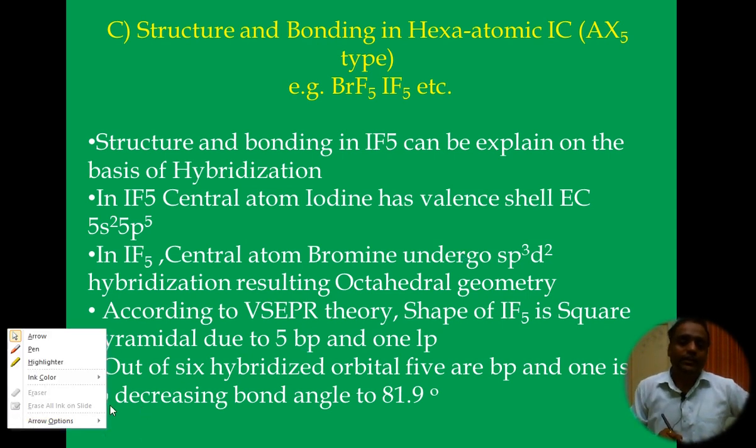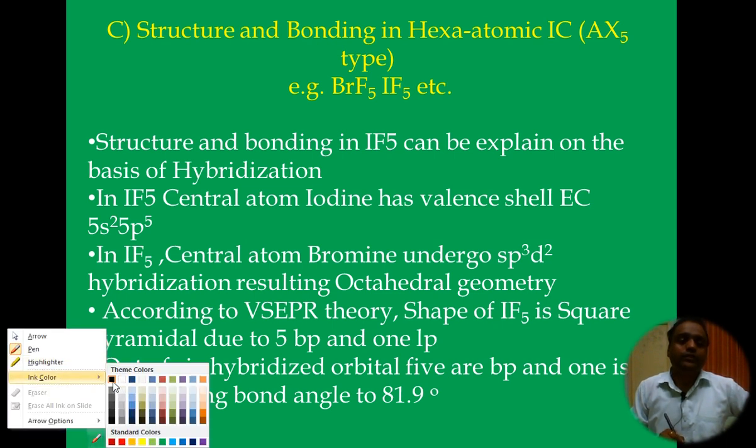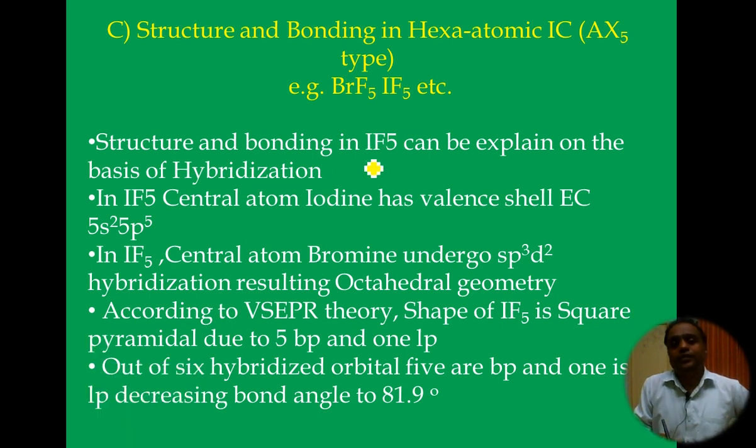Now in AX5 type, the examples are iodine pentafluoride, or there is another possibility, bromine pentafluoride. Although this bromine pentafluoride is a little bit less stable than iodine pentafluoride. Iodine pentafluoride has quite good stability compared to bromine pentafluoride.